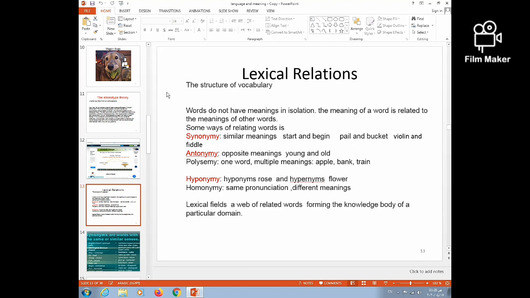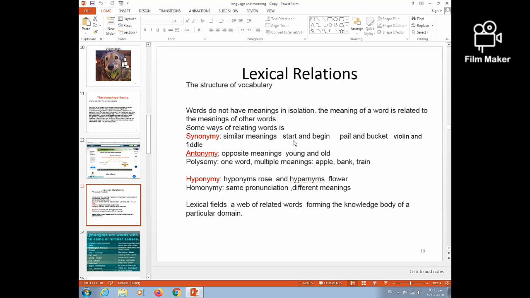Now, lexical relations. We also understand the meaning of words when we look at them in terms of the meaning of words related to them. So words do not have meanings in isolation, okay? And the meaning of a word is related to the meaning of other words. And here we have a number of lexical relations. Some ways of relating words is, number one, synonymy, to have similar words with similar meanings.